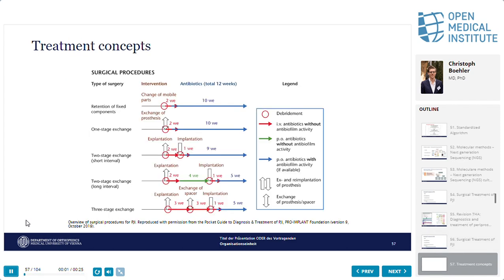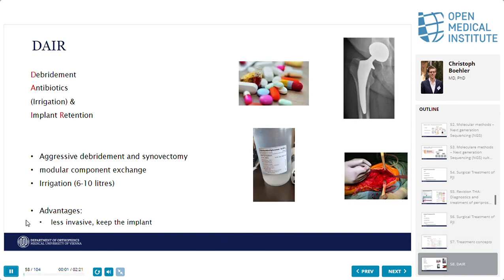This is published by the EFORT, so there are all the concepts, so the DAIR concept. What they all have in common is that you usually give at least 12 weeks of antibiotics. For the 2-stage exchange, there's this short interval with 2 weeks of spacer interval, or the traditional one, as we mainly use it, with 6 weeks of interval. So the DAIR. DAIR means debridement, antibiotics, irrigation, and implant retention.